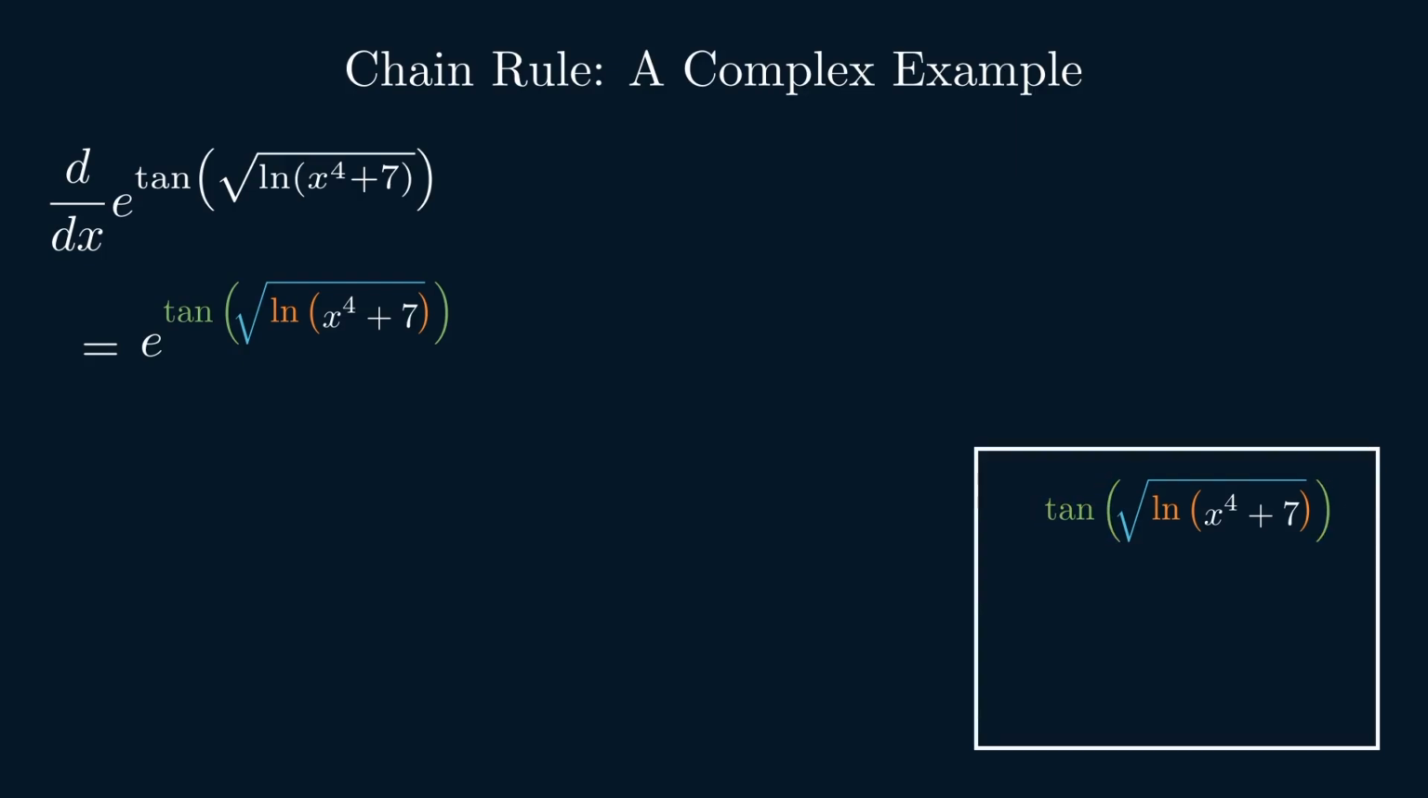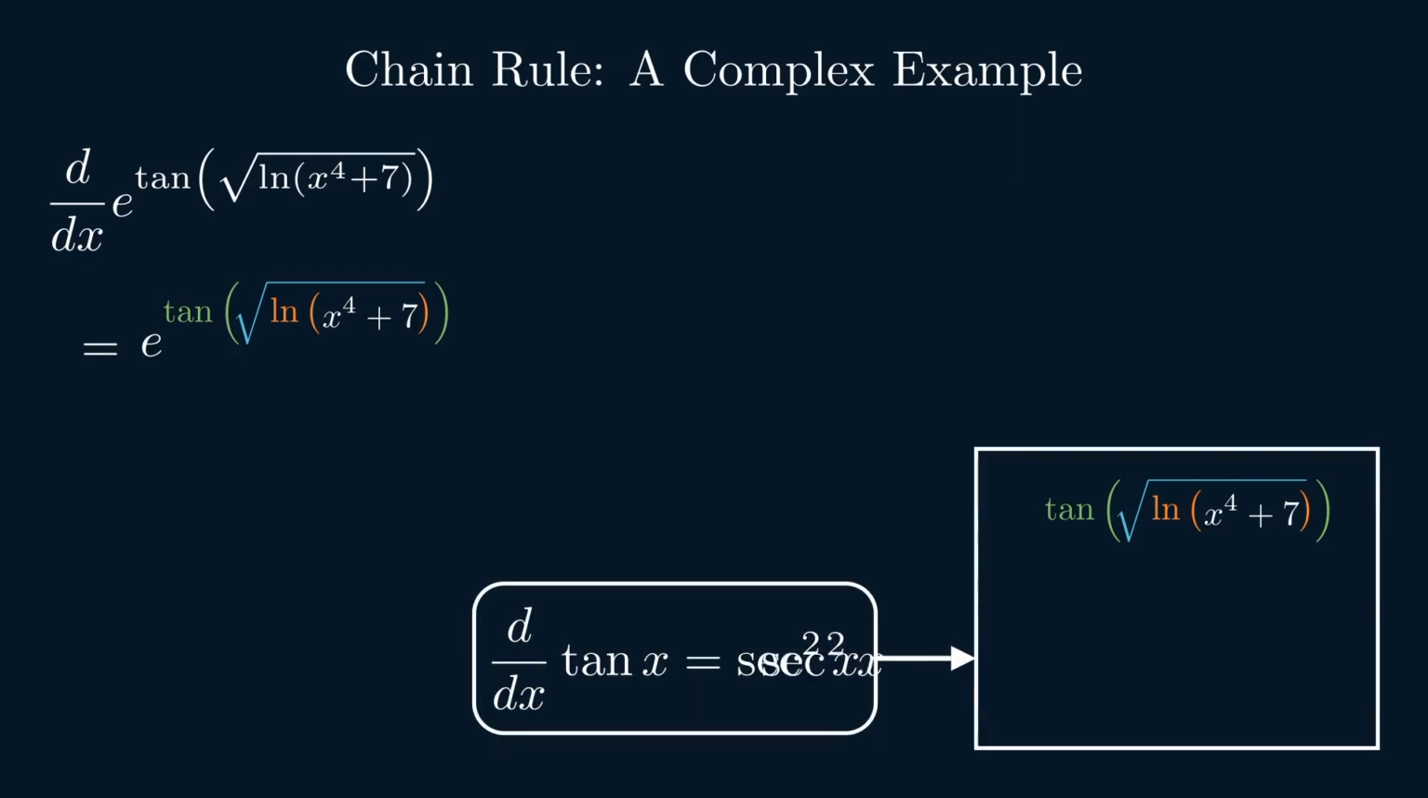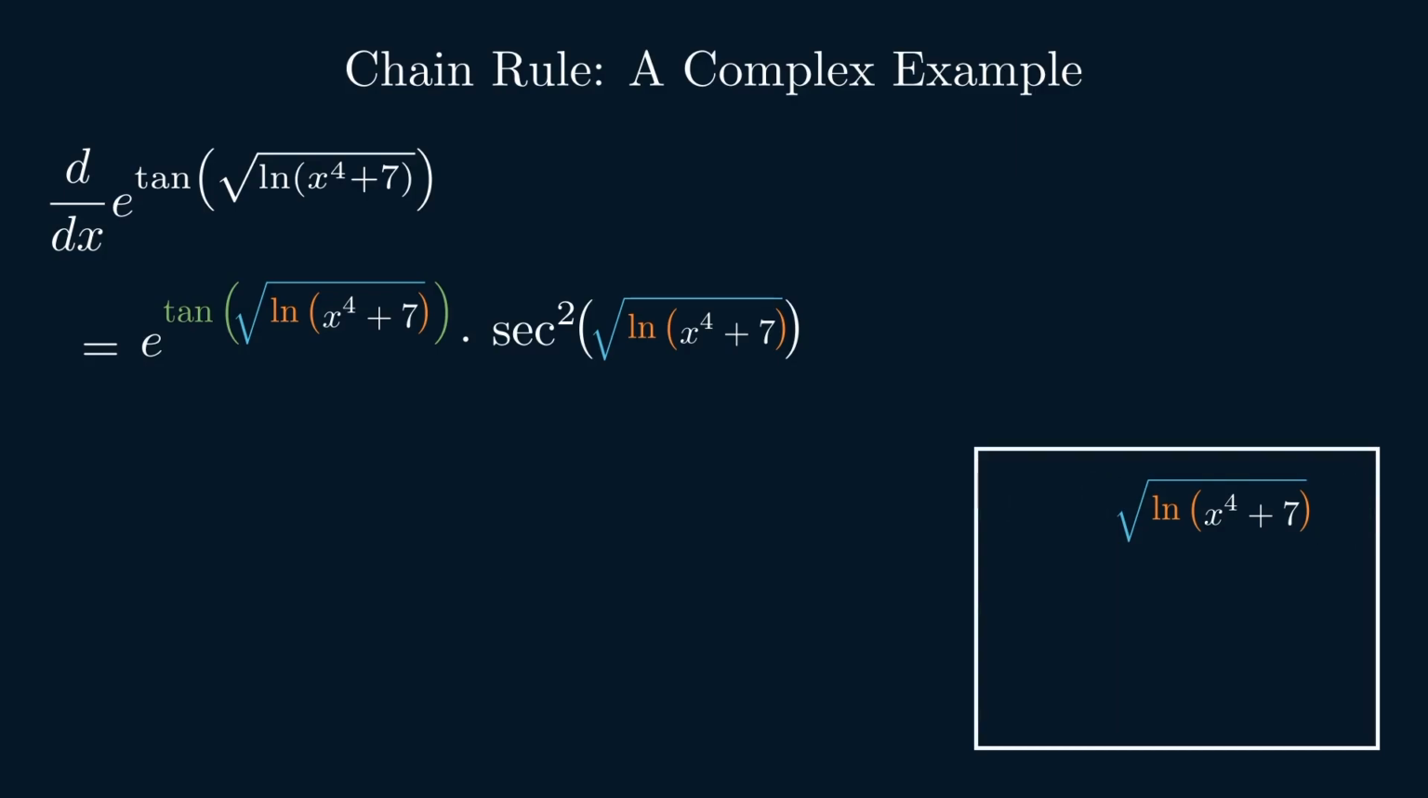Now, we differentiate the tangent function. The derivative of tangent of x is secant squared x, which we evaluate at the corresponding input. This becomes the second factor in the derivative of the composite function. We are done with the derivative of the tangent function.